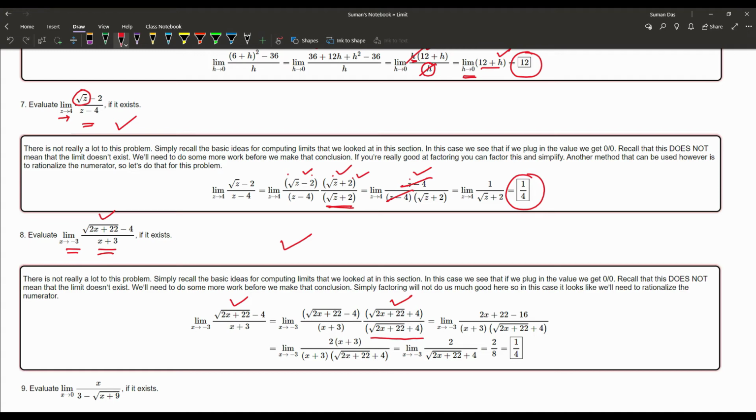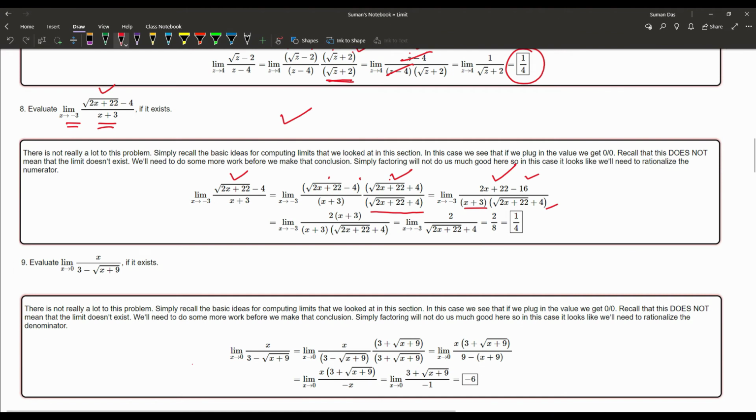So after a minus b into a plus b, we are getting the numerator as 2x plus 22 minus 16, and the denominator part is x plus 3 into square root of 2x plus 22 plus 4. So the numerator is now, after taking 2 common, 2 into x plus 3, and the denominator is also containing the x plus 3. So we can cancel the x plus 3 from here.